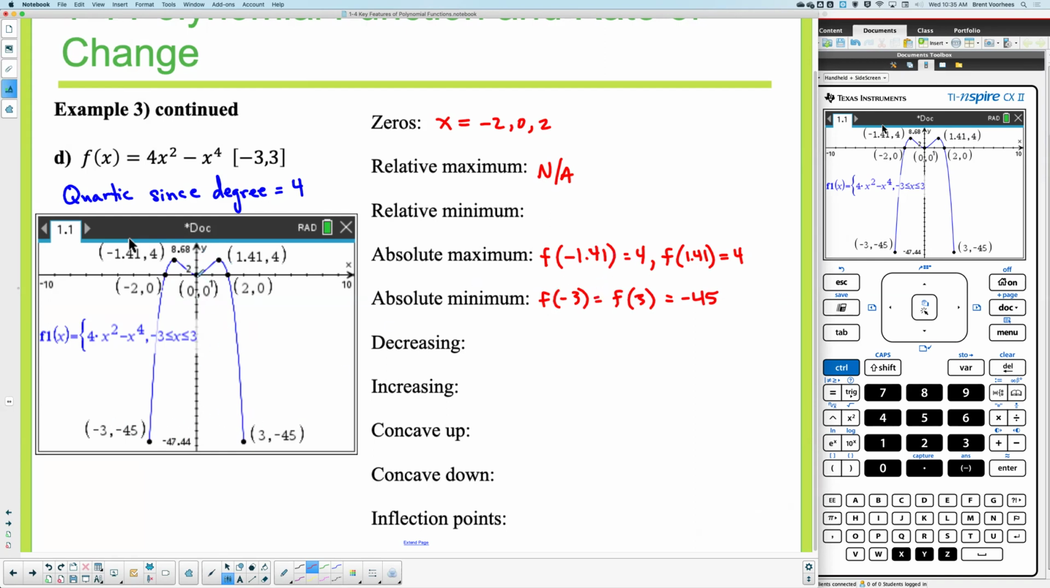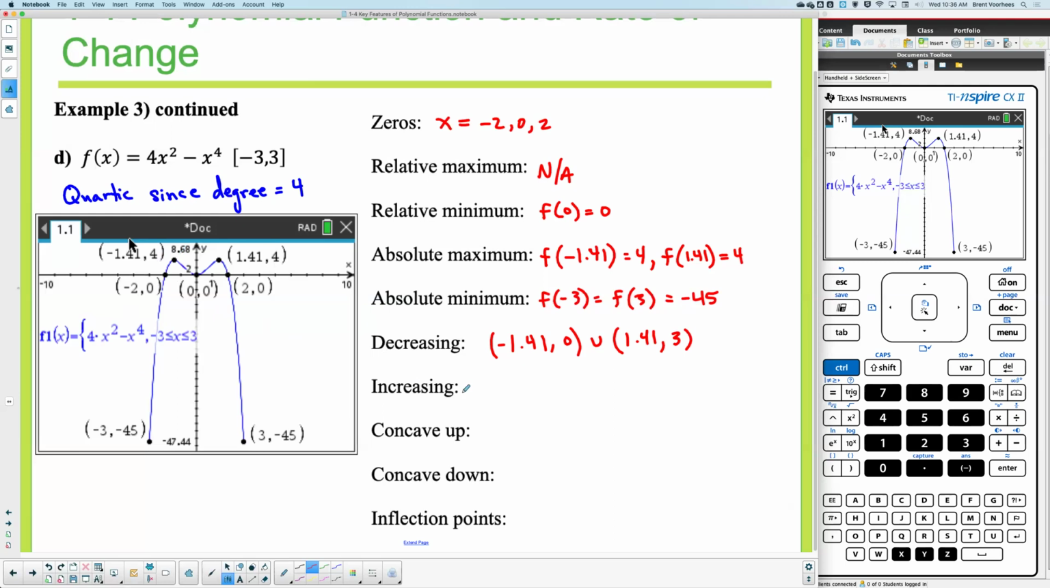Do I have any relative minimum? I do. This is a minimum at the origin right there. It's a minimum because it's the lowest area, but it's not absolute, so it's a relative min. So at the origin, the function decreases from this maximum to this minimum. It decreases, so from -1.41 until 0. It also decreases from this maximum to this minimum, so from 1.41 until +3. So it decreases on those two intervals.